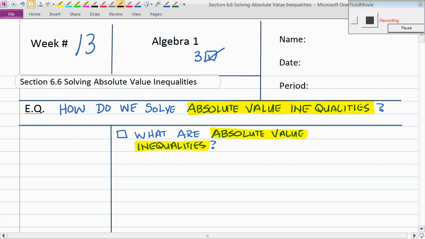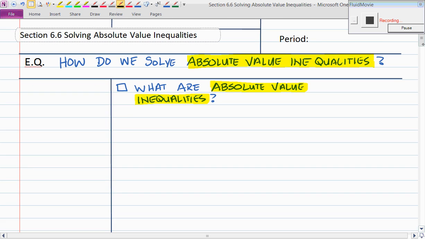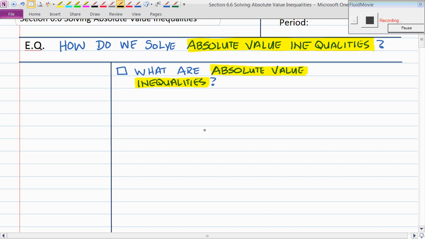Okay, here we go. Let's begin by saying what are absolute value inequalities? Well, we started off before and we had something like this: the absolute value of x was equal to 2. Now this is an equation because there's an equal sign here. This is not an inequality, but this is where we're going to start.